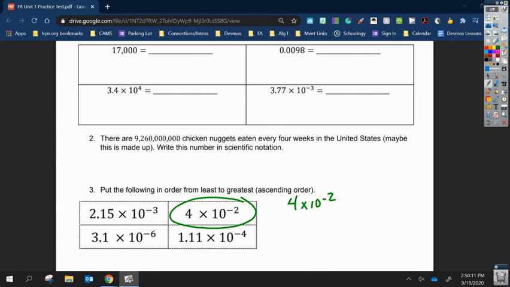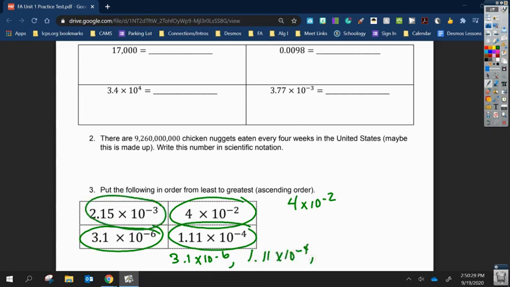So if we're going from least to greatest, that's going to be our biggest. The smallest will be this one, 3.1 times 10 to the -6. Next would be the 1.11 times 10 to the -4. Following that is 2.15 times 10 to the -3rd. And lastly, 4 times 10 to the -2nd is our largest value.